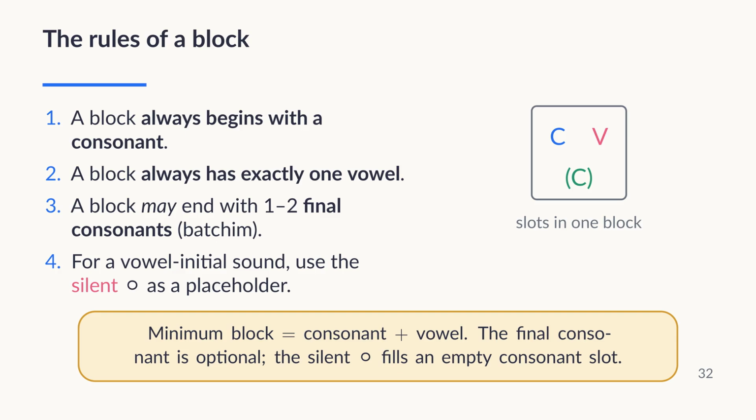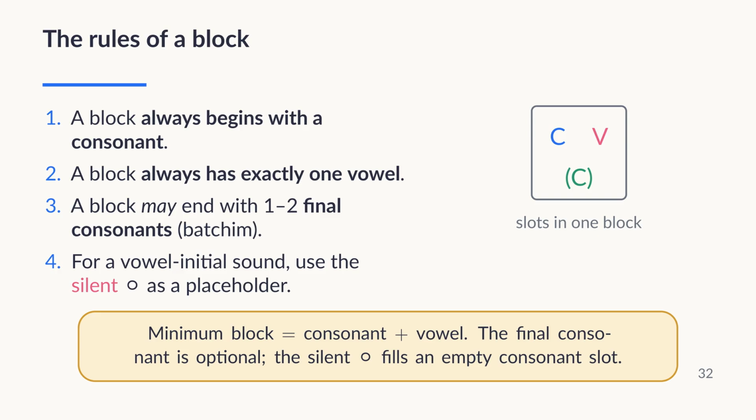Rule 4, and this is the clever one. When a syllable actually starts with a vowel sound, with no consonant, Korean fills the mandatory consonant slot with the silent circle, iung, which makes no sound in that position. So the word for child begins with a vowel sound, but it is still written with a silent circle in front to satisfy Rule 1.